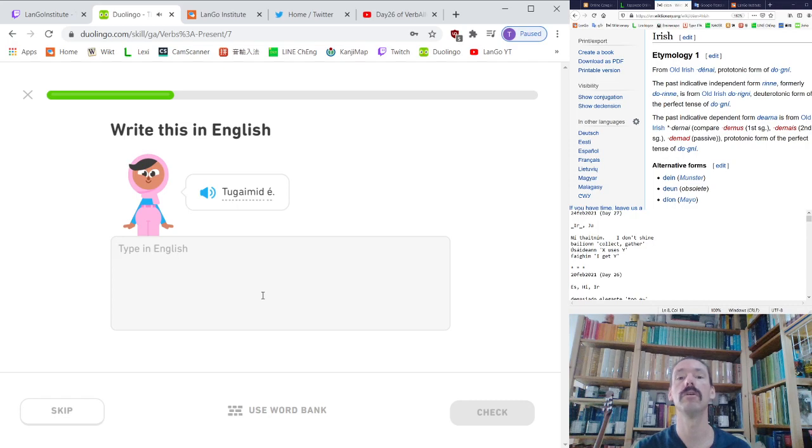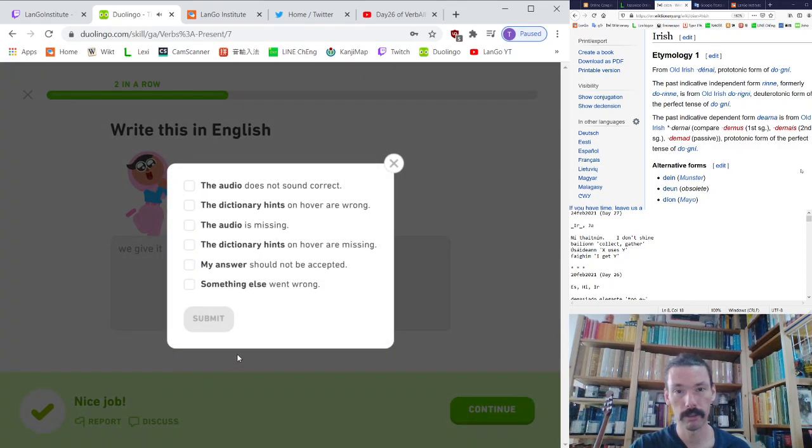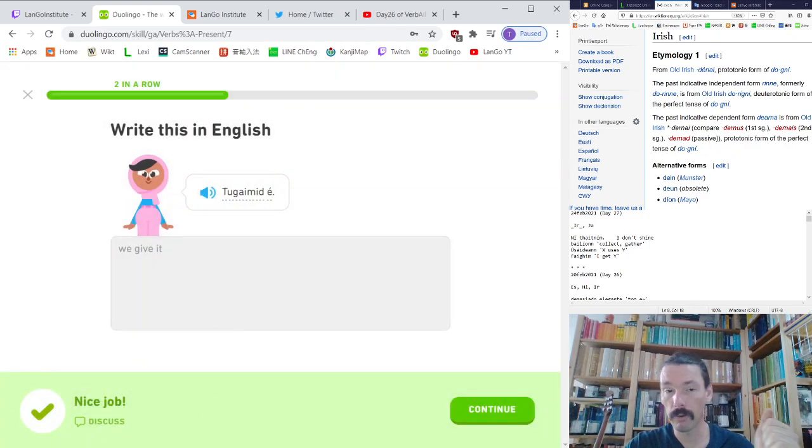Tugamaid. Give. Wow. We give, because it has the mid ending. We give it, whatever that means. Seems kind of incomplete. I really wish they wouldn't give us non-sentences as sentences. As language learners and teachers, we should always be clear about what is a complete sentence and what isn't. I don't know about Irish if it is complete, but in English it's not.